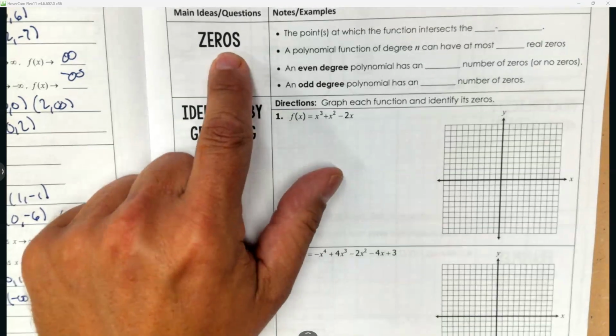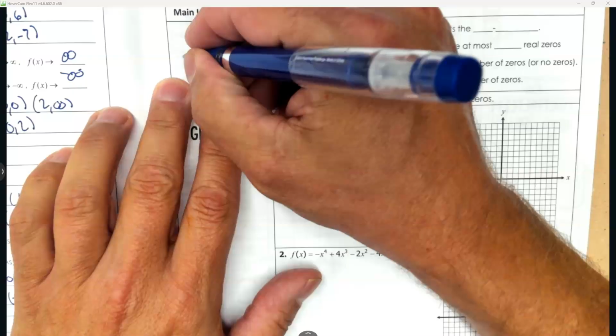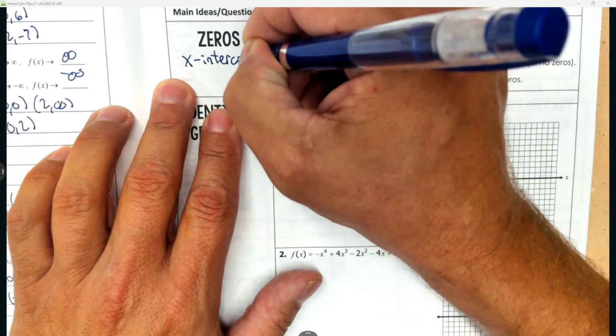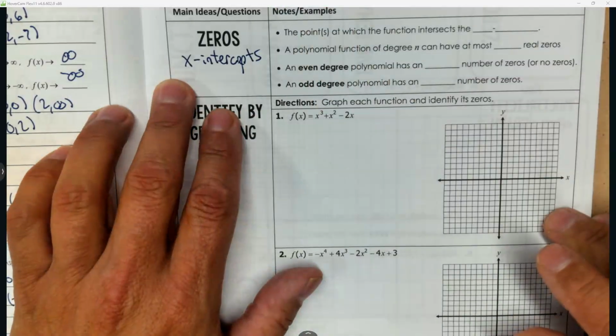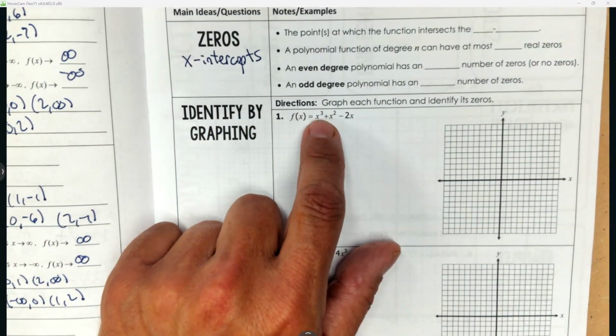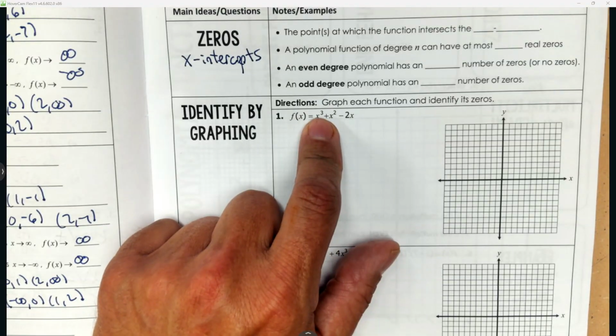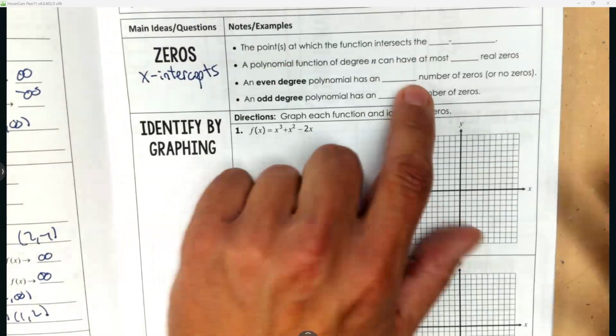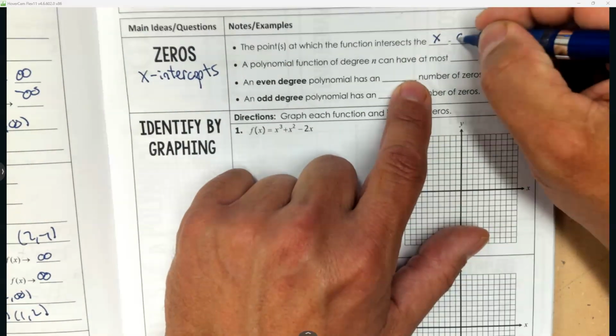So first, zeros, I want you to write this down, are x-intercepts. They're called zeros because when you plug that number in, the answer is 0, the y-coordinate. That's why it's called zeros. So the point at which the function intersects the x-axis.